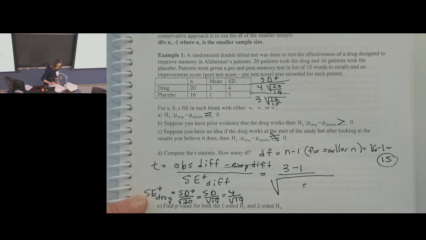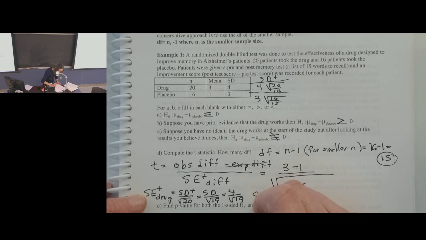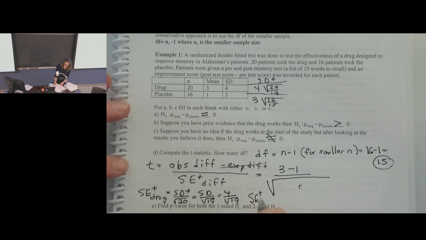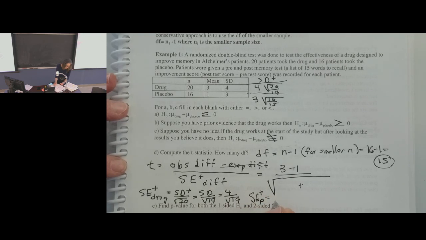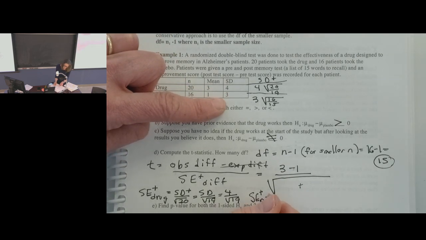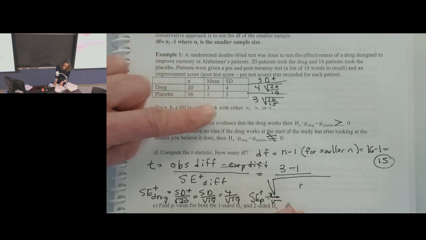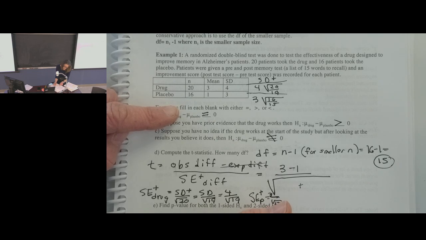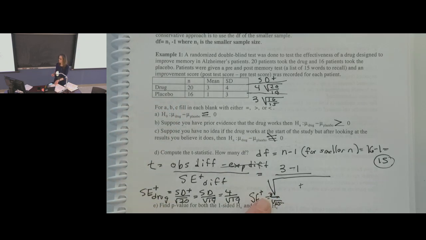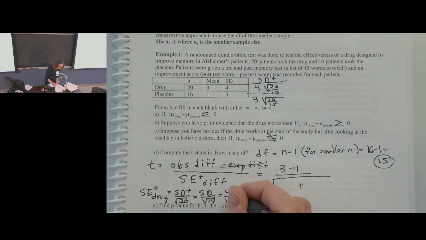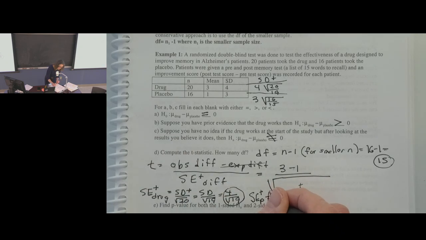And then for the placebo, what would it be? SE plus for the placebo would be what? 3 over the square root of what? N minus 1, 15. Can you even read that? That says 3 over the square root of 15. It's just easier for me to do that math because then when you square it, look what happens. It's this one squared and that one squared.